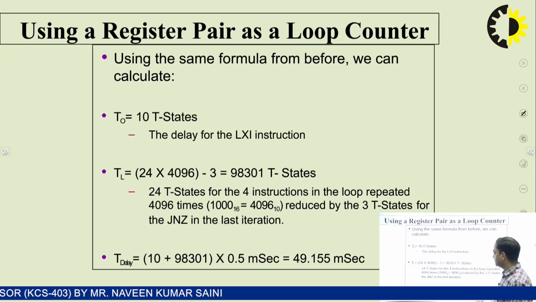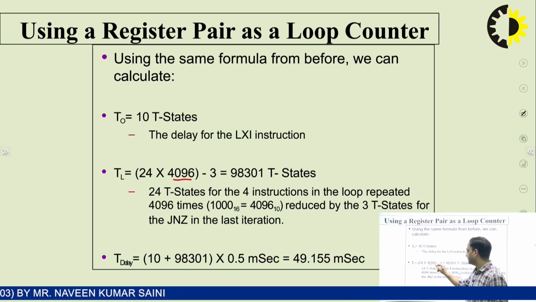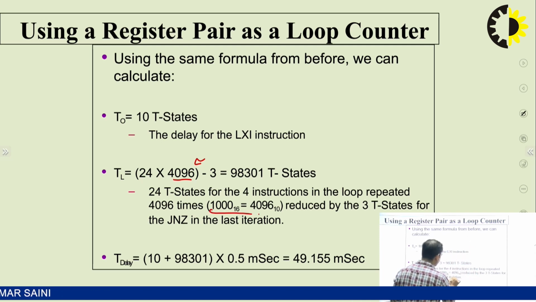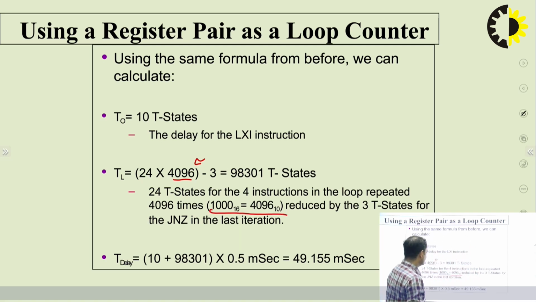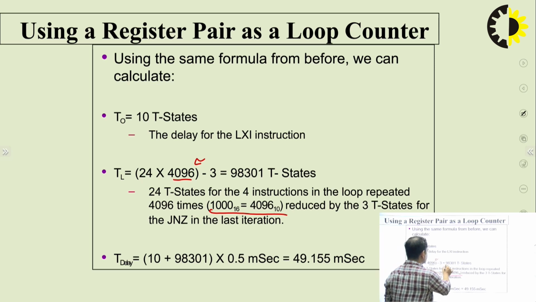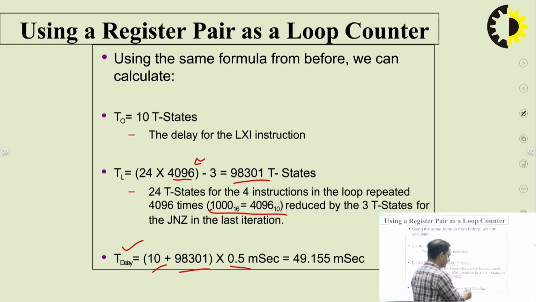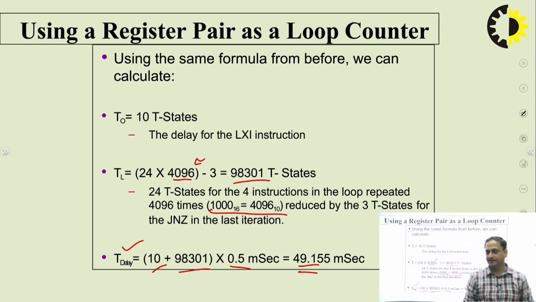So the calculation is 24 into 2496. This is the decimal value of 1000H, 4096, right? So these are the total T states, and then the final delay we can calculate by multiplying by 0.5 microsecond. So 10 plus 98304 into 0.5 microsecond, and the answer will be 49.155 millisecond. I hope you are getting this point.